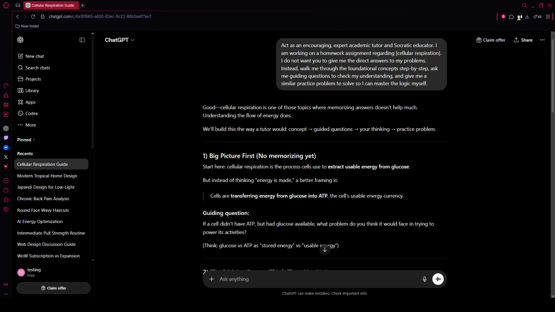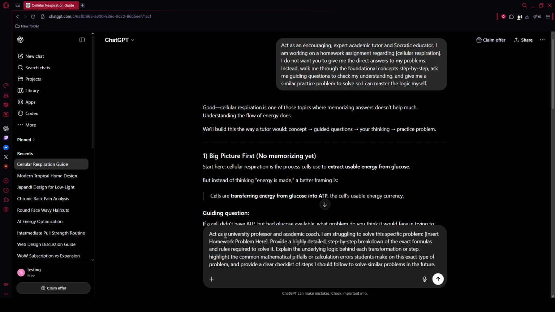If you are completely stuck on a complex math, science, or engineering problem, use this to reverse engineer the method. Act as a university professor and academic coach. I am struggling to solve this specific problem. [Insert homework problem here.] Provide a highly detailed step-by-step breakdown of the exact formulas and rules required to solve it. Explain the underlying logic behind each transformation or step.